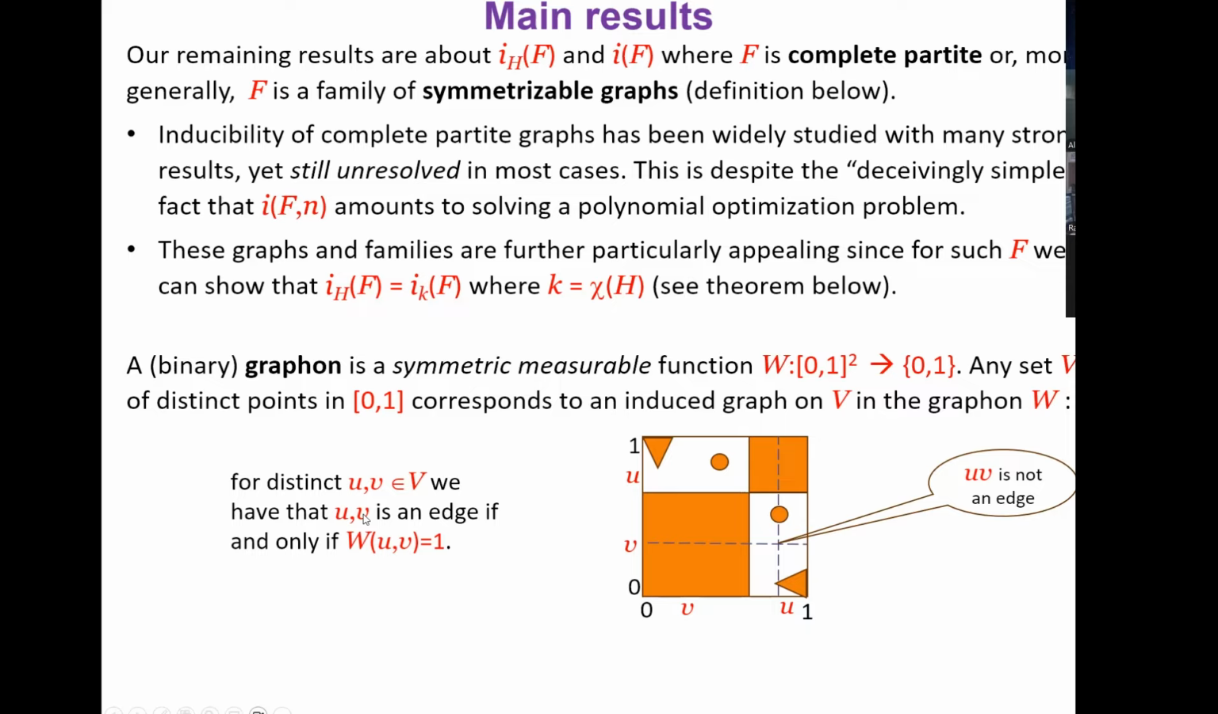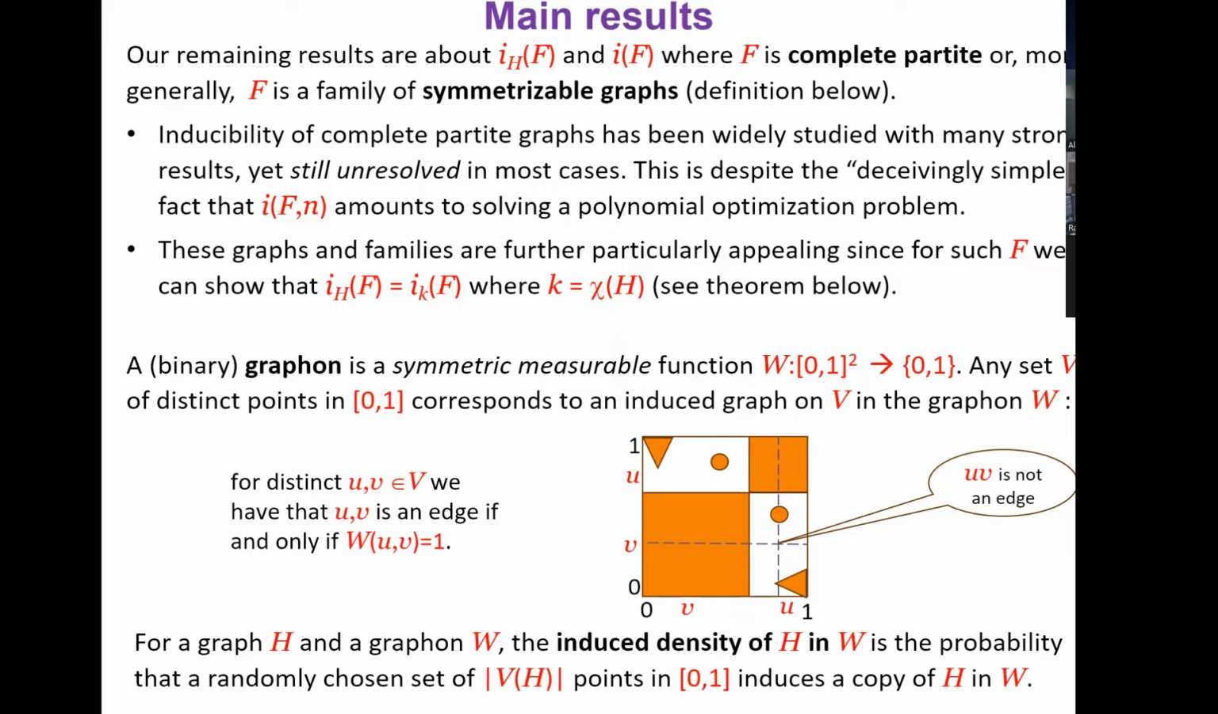Suppose you give me 2 points inside the unit interval [0,1], say u and v. And then I'll say that uv is an edge if the value of the graphon at this point is 1. So in this example, it's not an edge. And of course, if you take now r points, for each pair in these r points, you can ask whether or not it's an edge. So this gives you some graph, and you can talk about the induced density of a graph inside the graphon. So for graph H and graphon W, the induced density is the probability that a random set of v(H) points in [0,1] induces H in the graphon.